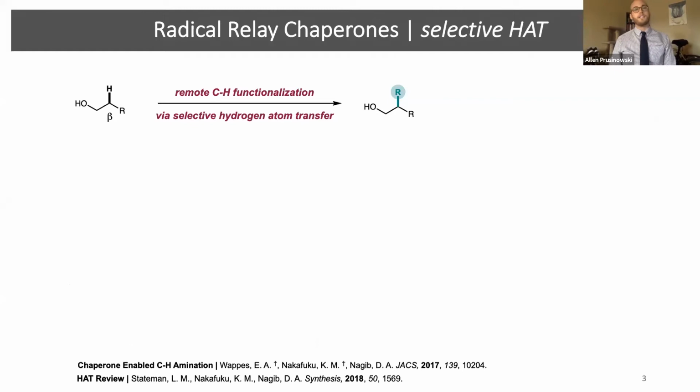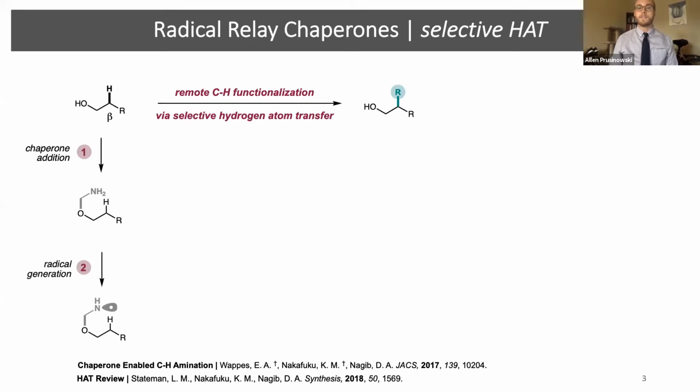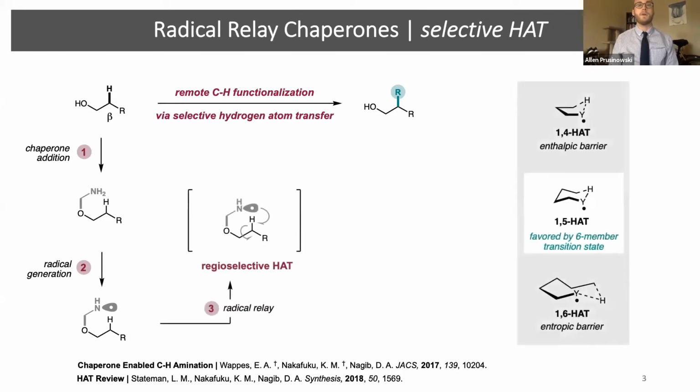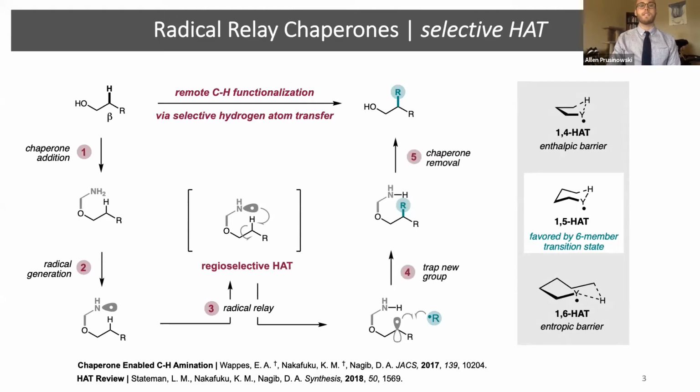So in this strategy, you select the hydrogen atom that you want to replace and the group you want to put in its position. So first you attach your chaperone, and what's important about the chaperone is that you can generate a radical on it. So this radical species can undergo a hydrogen atom transfer. And in this talk, I'm going to focus on 1,5 hydrogen atom transfer. So following a radical relay, you're able to generate a carbon-centered radical in place of that hydrogen atom. You can trap your new group and remove the chaperone to get to your functionalized alcohol.